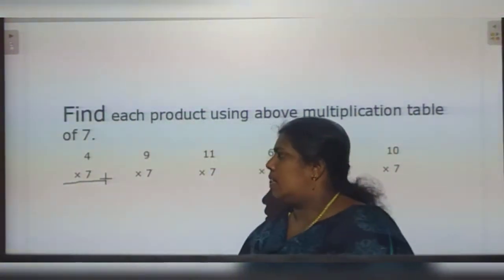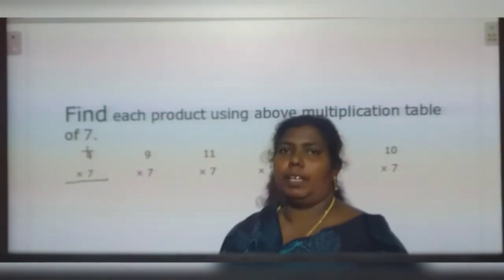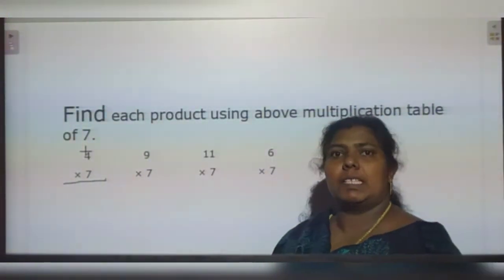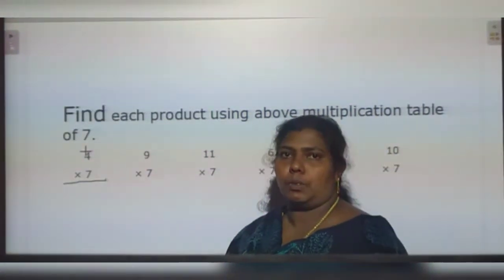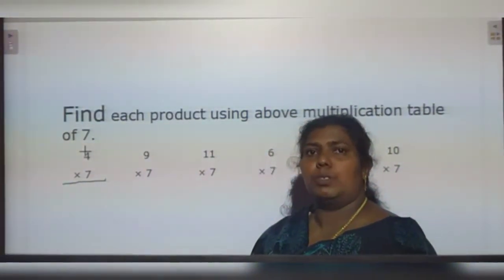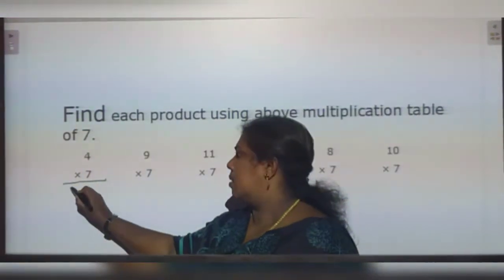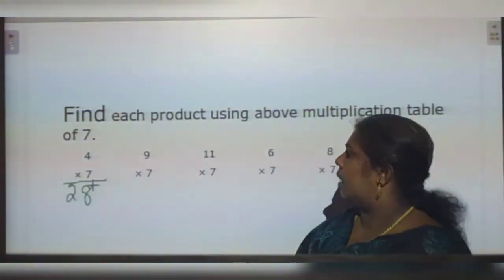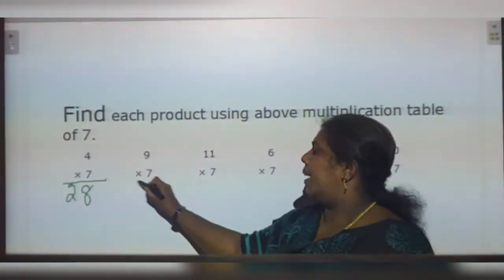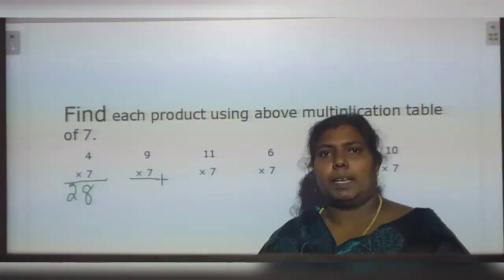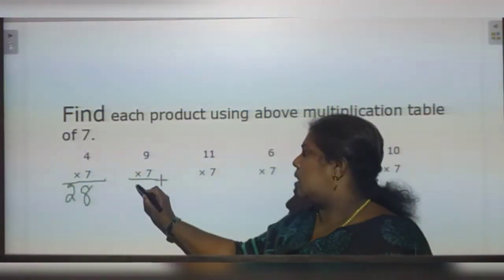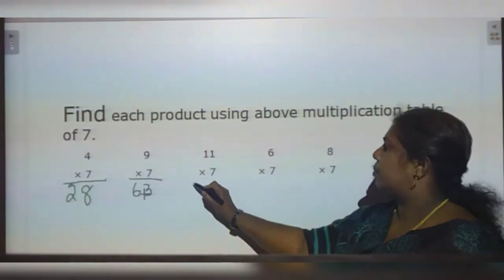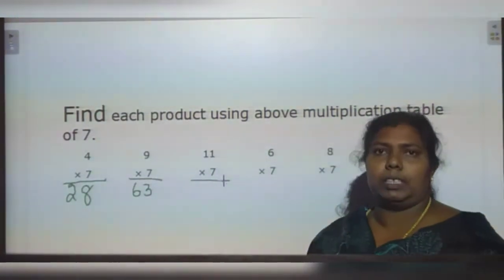See, the 7 table, 4 into 7. 7 times 4 is how much? 1 7 is 7, 2 7 is 14, 3 7 is 21, 4 7 is how much? 28, right? Understand? 28. Then here, 9 times 7. 9 7 is how much? 63, right?